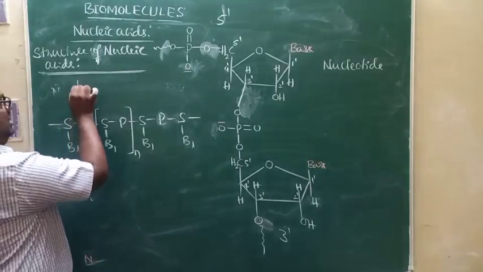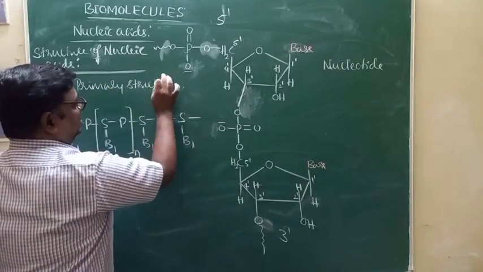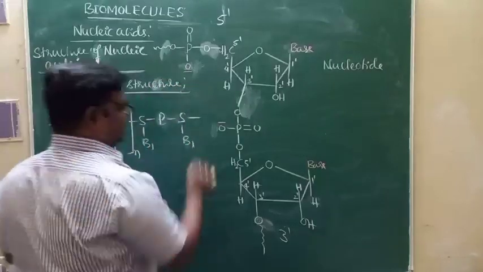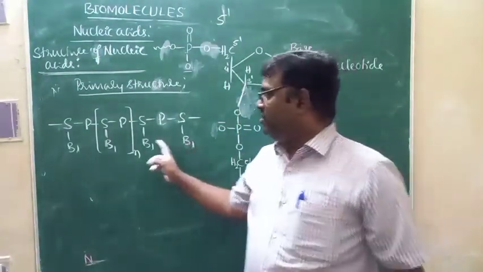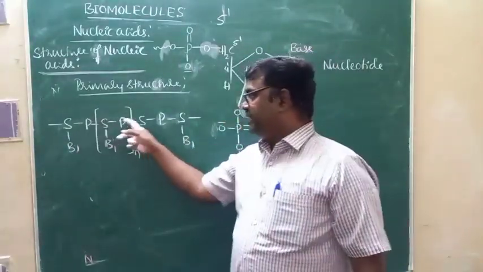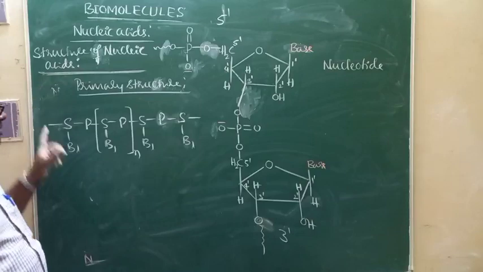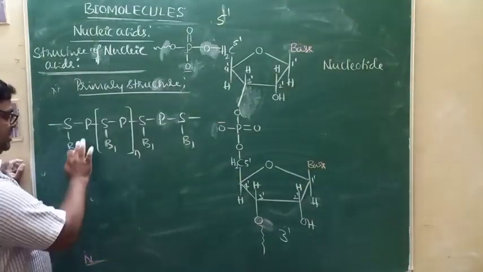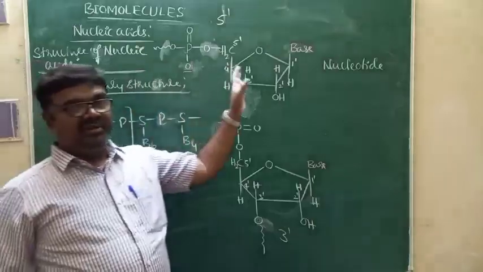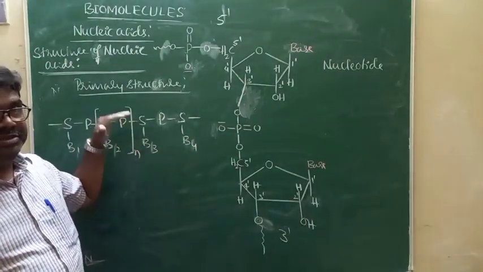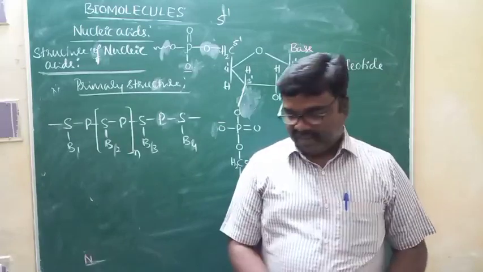And of course, this refers to the primary structure of nucleic acid. As far as the primary structure of nucleic acid is concerned, it refers to the sequence of four nitrogenous bases attached to the sugar phosphate backbone in the nucleic acid chain. This is B1, this is B2, this is B3, and like this B4, B5, like that. That is what we call the primary structure of nucleic acids.